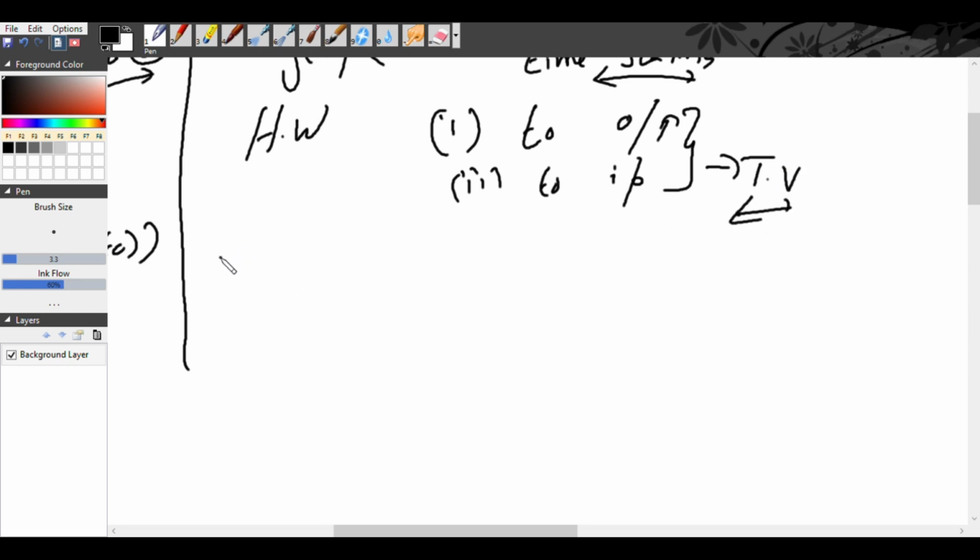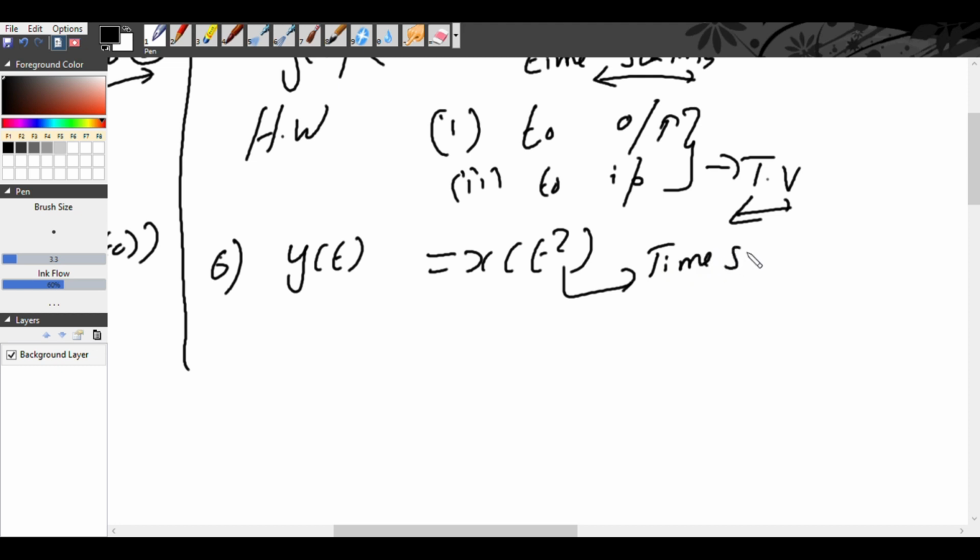Next thing, let us try to do one more problem. Sixth, y of t is equal to x of t square. Again, time scaling, so I can conclude this as time variant.